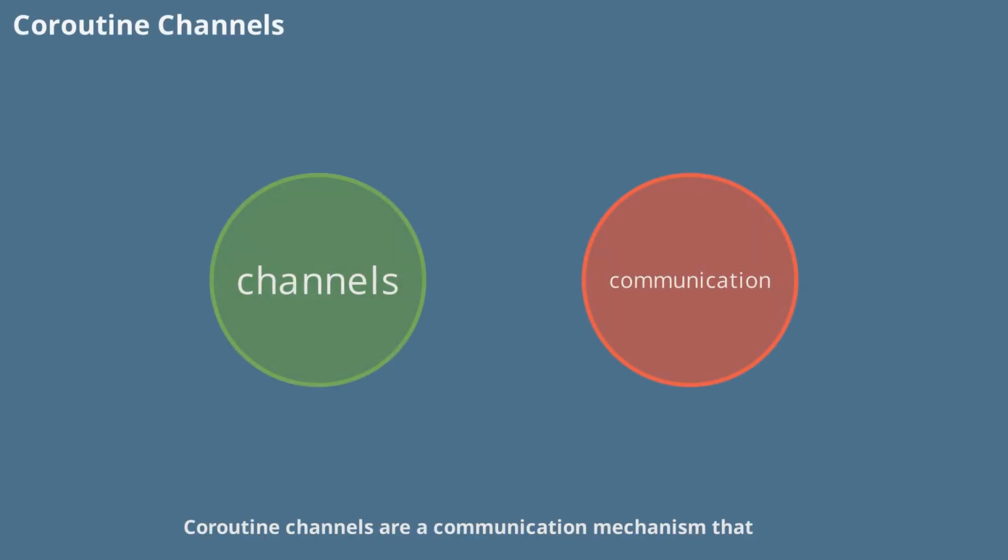Coroutine channels are a communication mechanism that allows coroutines to send and receive data asynchronously. Channels provide safe communication without traditional concurrency primitives like locks. They are useful for coordinating tasks, streaming data, or implementing producer-consumer patterns, making concurrent programming more manageable and efficient.